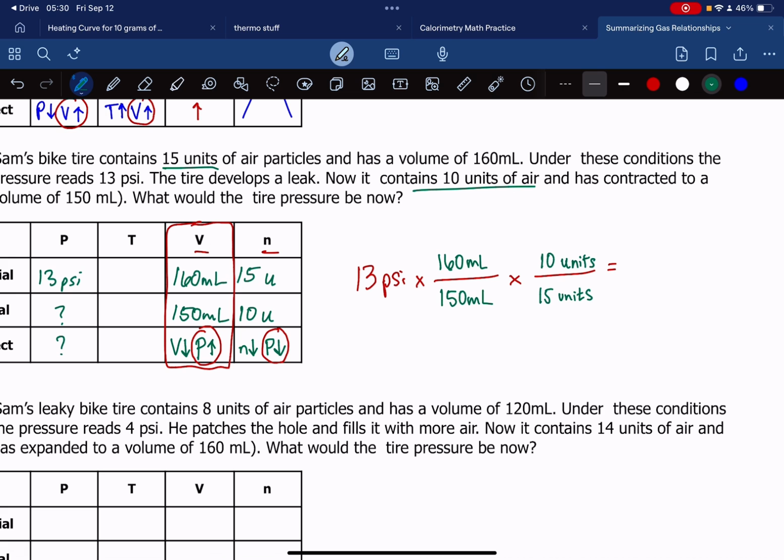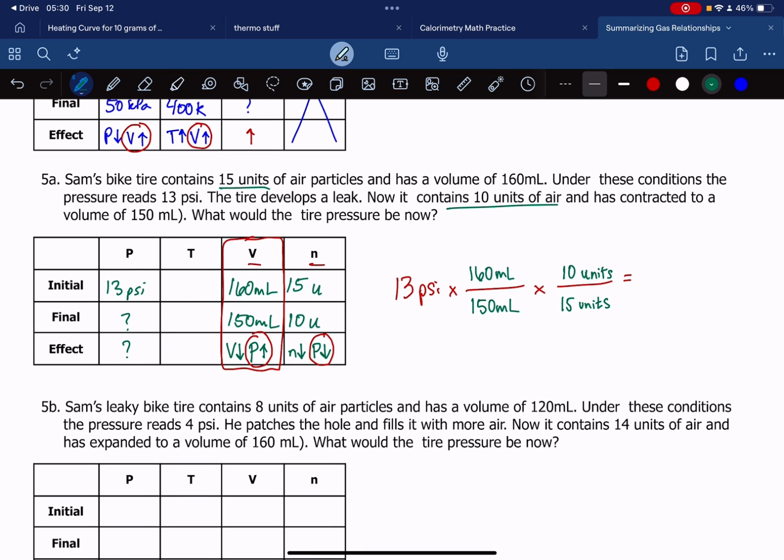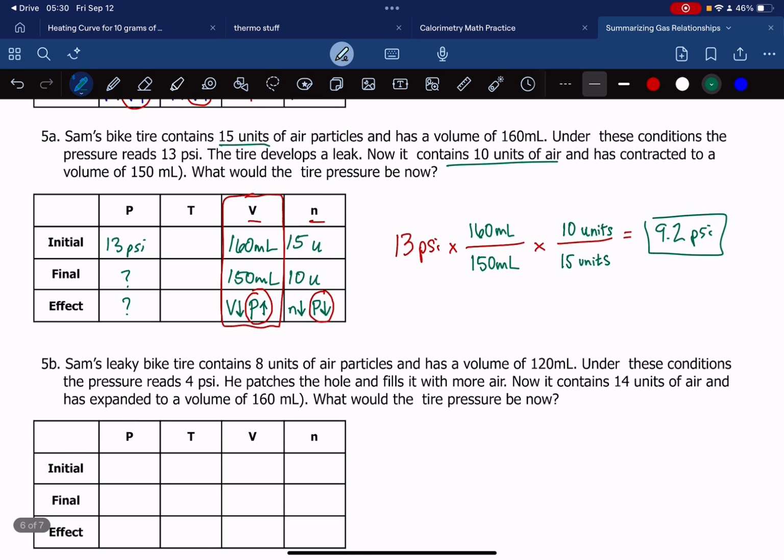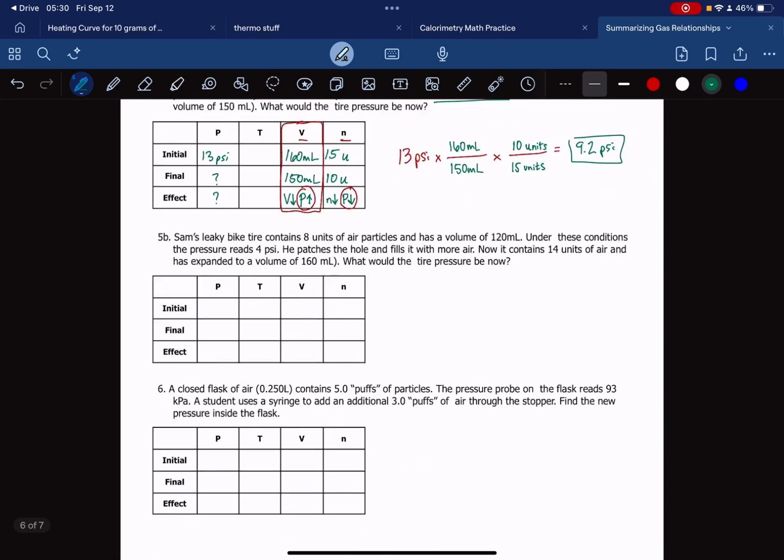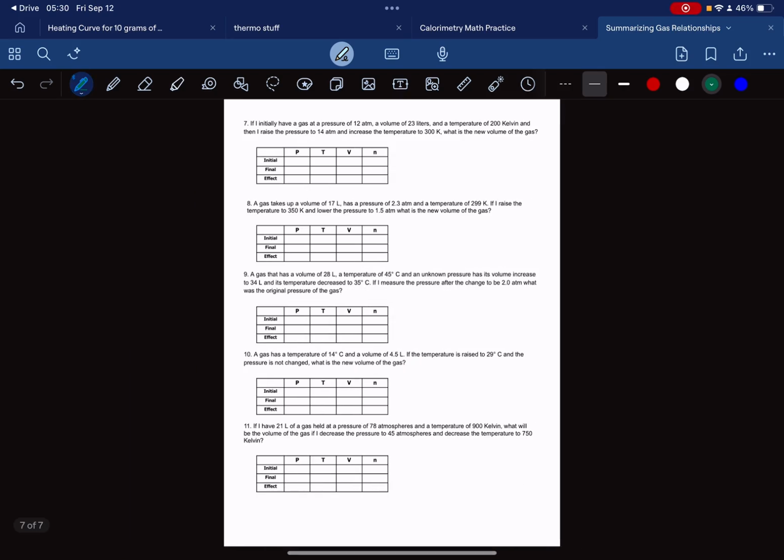13 times... Before you do the calculation, can you just think about it in common sense? What's going to happen to the pressure? I mean, we got a leak in our tire, yeah? Okay, divide by 150, times 10, divide by 15. Got 9.2. 9.2 psi. All right, so for the rest of them, keep going.